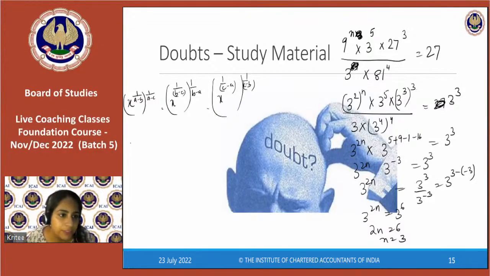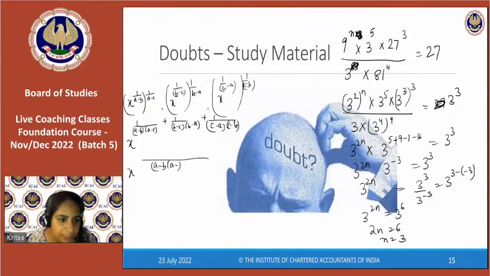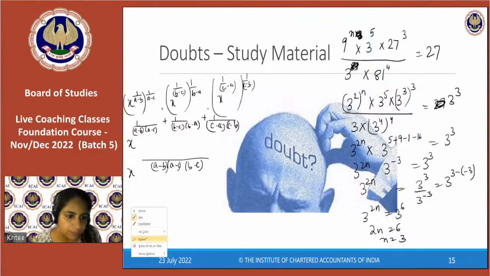Bases are same, powers are added. So x raised to power 1 by a minus b into a minus c plus 1 by b minus c into b minus a plus 1 by c minus a into c minus b. Okay. So take up the LCM of the power: a minus b into a minus c into b minus c, a minus b into b minus c into c minus a. Take it in this sequence. The better way of doing this is take in the sequence. So take the power as 1 by a minus b into b minus c into c minus a.